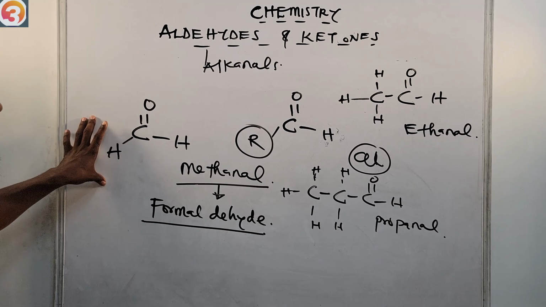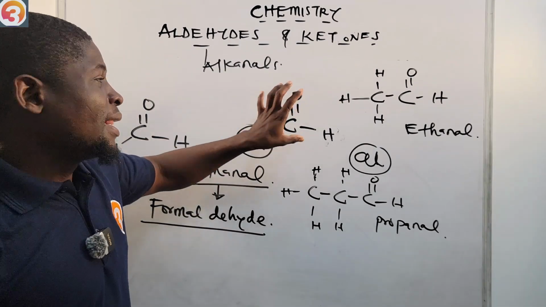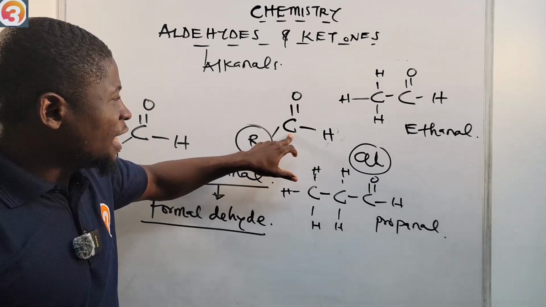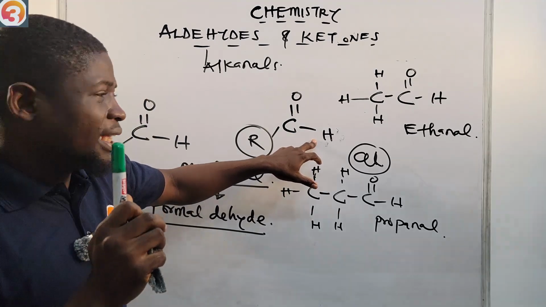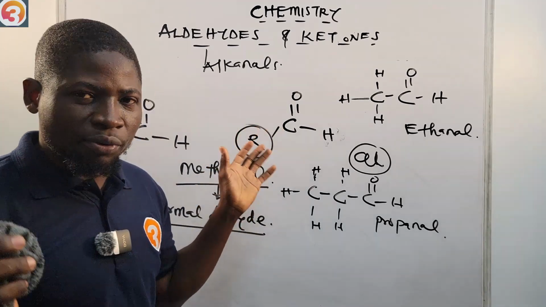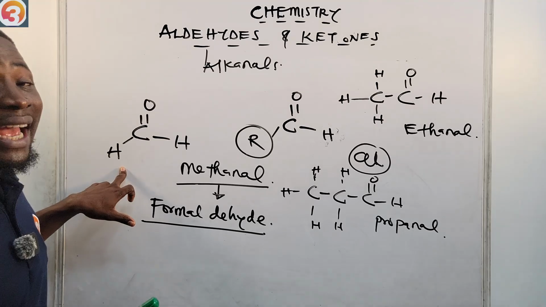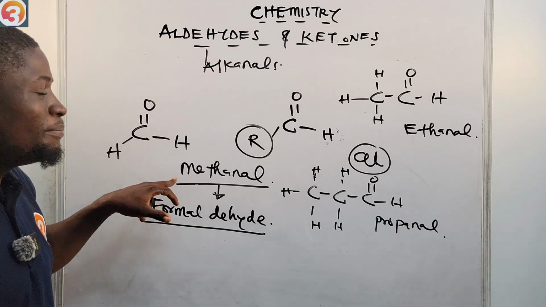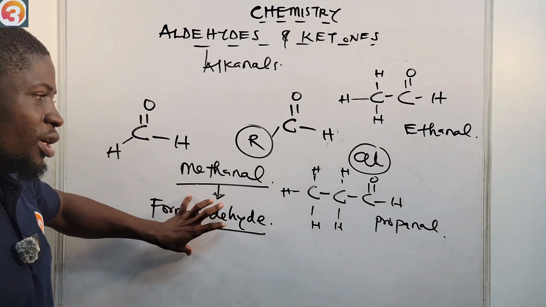So that is all for the alkanals. So alkanals, this is the general formula, and we say that the carbonyl carbon must be directly bonded to at least one hydrogen atom. This R group may be either a hydrogen atom or any alkyl group. So if this R is H, that's why we now have the first alkanal, or the simplest alkanal or aldehyde, called methanal, also called formaldehyde.